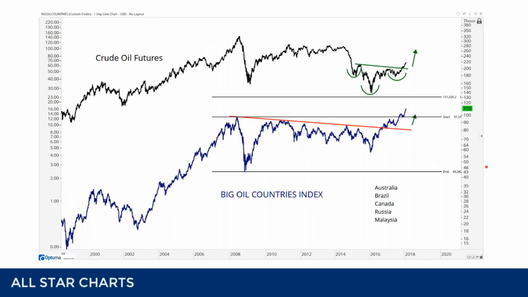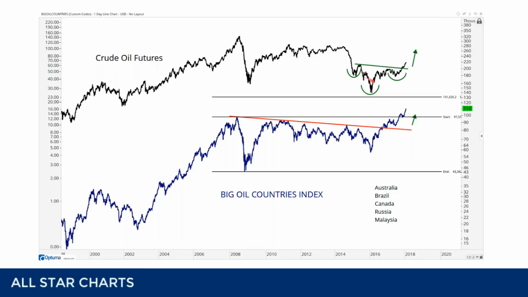So what I did here was I took the crude oil futures and then I overlaid at the bottom an equally weighted index of the stocks that are most highly correlated with crude oil. So Australia, Brazil, Canada, Russia, and Malaysia. And what this equally weighted basket is doing is that it's breaking out of a 10-year base. You guys know how much I love 10-year bases. As they say, the bigger the base, the higher in space, right? So based on my Fibonacci work, I think we go to 131,000 in this particular index, which is still another 20%-ish.